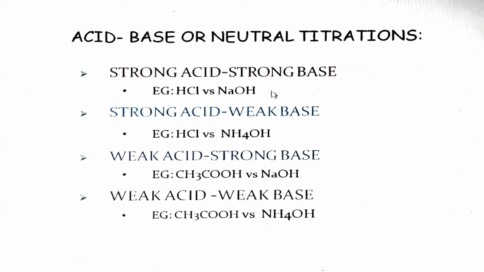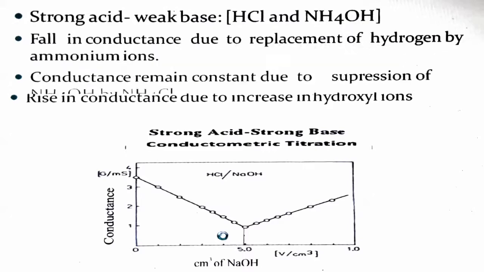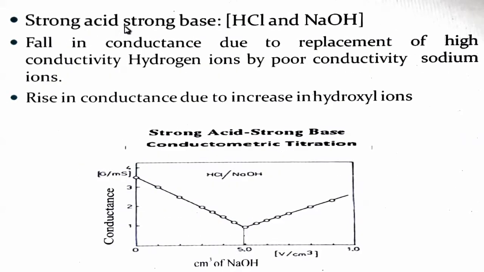So we will start with the first titration, the titration of strong acid with strong base. This is strong acid, HCl, and strong base. When HCl reacts with NaOH we get NaCl and H2O, so it is a complete neutralization titration. In this figure you can see on the x-axis we have taken the volume of titrant, that is NaOH, and here we are measuring conductance.